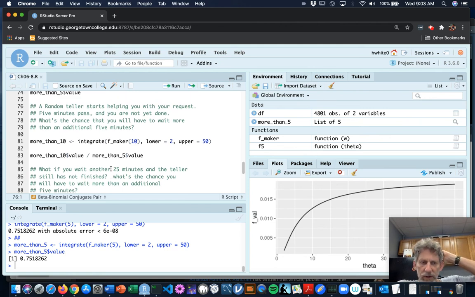Now I want to take this a little further. Say that a random teller starts helping you with your request. And before she started helping you, you were thinking, I've got about a 75% chance to have to wait more than 5 minutes. So you're kind of expecting that'll happen. And say 5 minutes pass and you're still not done. What's the chance that you're going to have to wait more than an additional 5 minutes?